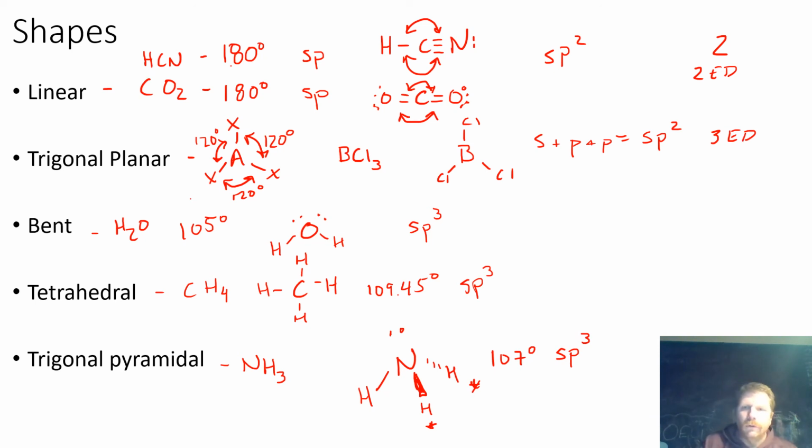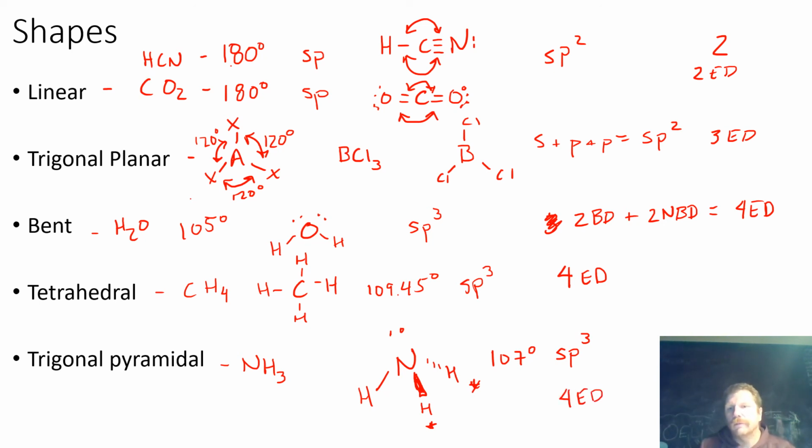A bent molecule, well, we had 2 bonding domains and 2 non-bonding domains, and this gives you a total of 4 electron domains. A tetrahedral molecule is going to be a grand total of 4 electron domains, and each one of those is going to be a bonding domain. And then finally, a trigonal pyramidal molecule has a total of 4 electron domains. 3 of them are bonding domains, and 1 of them is a non-bonding domain.